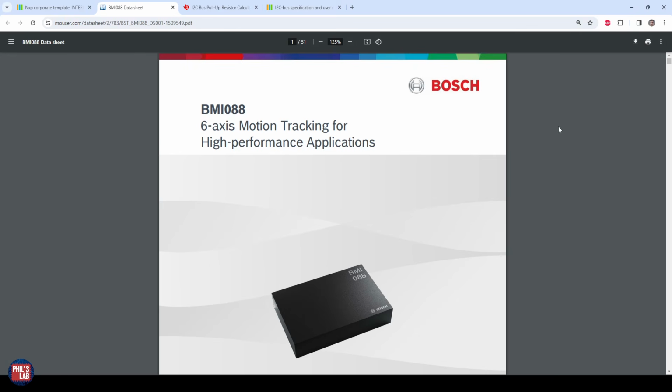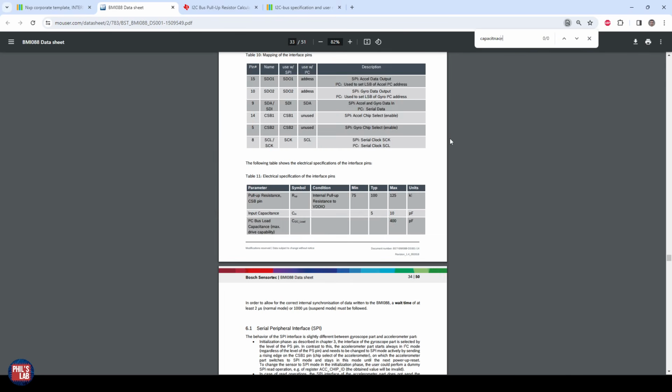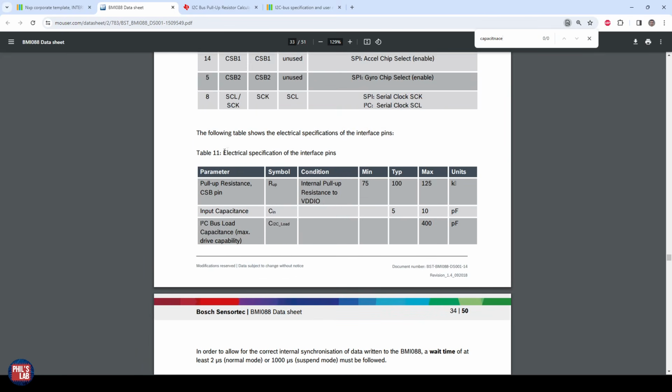So for example, a sensor I use quite a lot is this BMI 088, which is an inertial measurement unit, so it contains accelerometers and gyroscopes made by Bosch. And then simply look for capacitance in the document. We can see table 11 on page 33 lists the electrical specifications of the interface pins, and we can see in general the input capacitance C-in is around 5 picofarads but can be up to 10 picofarads.